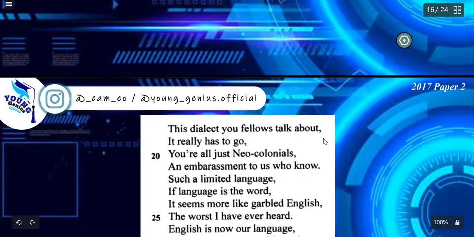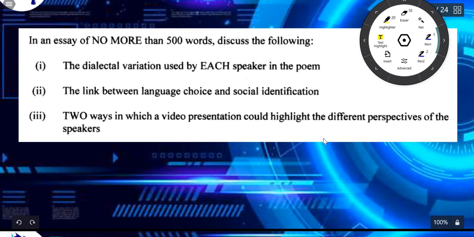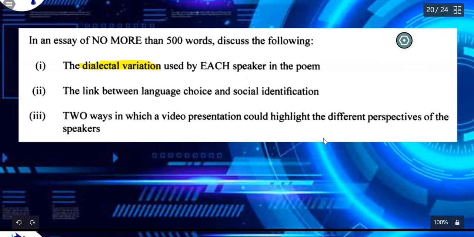Anyways, let's get into it and let me stop ranting. So it says, in an essay of no more than 500 words, discuss the following. They want you to discuss dialectal variation used by each speaker in the poem. So here I'm telling you, you need to know what dialectal variation is, right? And they want you to discuss the link between language choice and social identification, right? And then you need to speak about 2 ways in which a video presentation could highlight the different perspectives of the speakers. This has a bit to do with attitudes towards language.